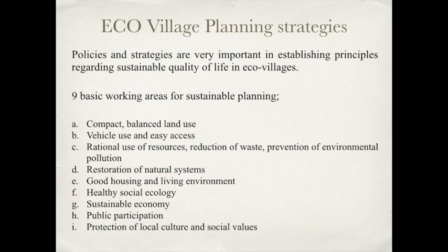In terms of eco-village planning strategies, there are 9 basic working areas for sustainable planning. First, compact, balanced land use, vehicle use and easy access, rational use of resources, reduction of waste, prevention of environmental pollution, restoration of natural systems, good housing and living environment, healthy social ecology, sustainable economy, public participation, protection of local culture and social values.